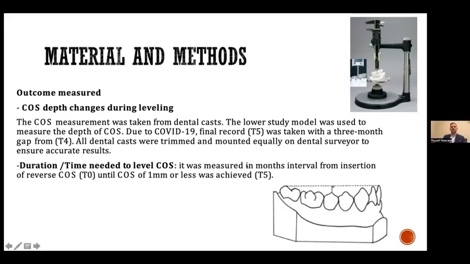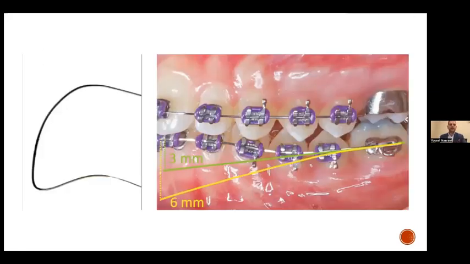Duration and the time needed were also measured. It was measured in month intervals from the insertion of the RCOS until a curve of Spee of 1 millimeter or less was achieved, which is T5.